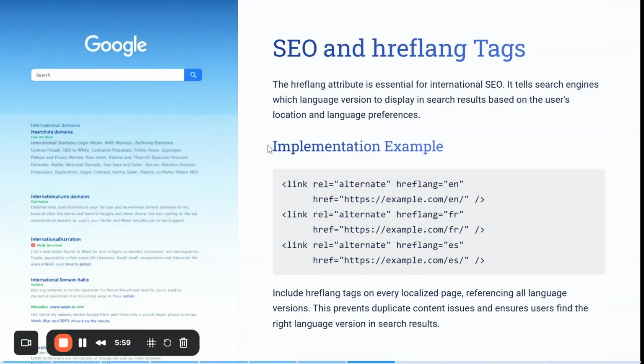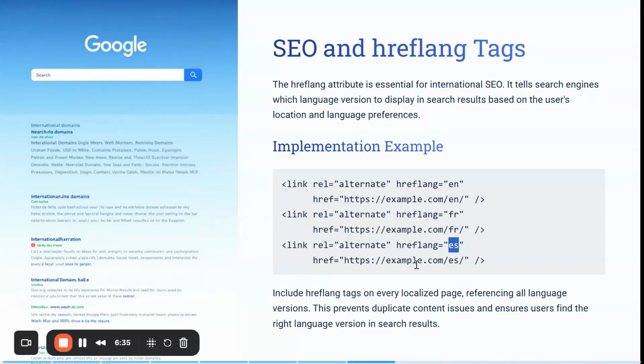SEO and hreflang tags. This slide shows how to use hreflang tags for international SEO. Each line connects a language version of the page to its URL. So we have hreflang equal to en, hreflang for fr, and hreflang for es. With en, it will direct to the English page. For fr, it will go to the French website, and for es, to the Spanish one.